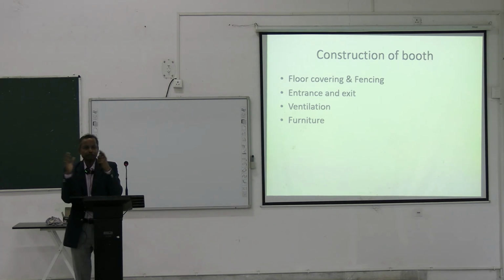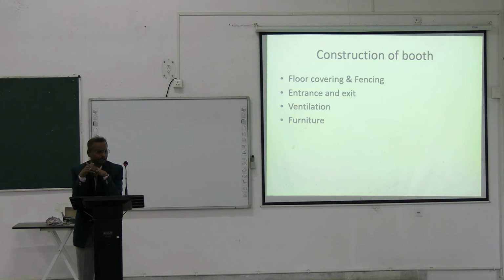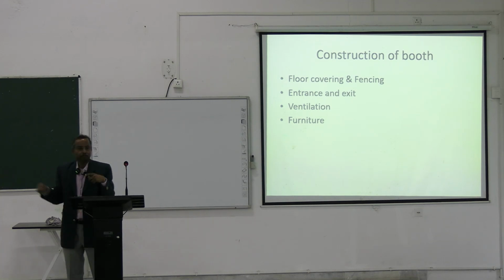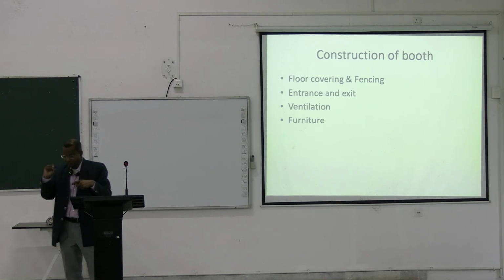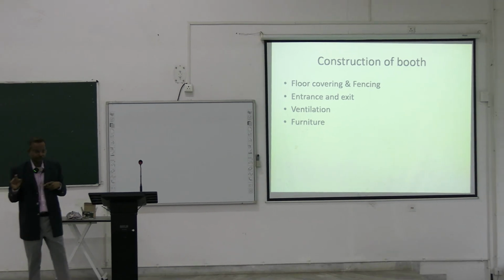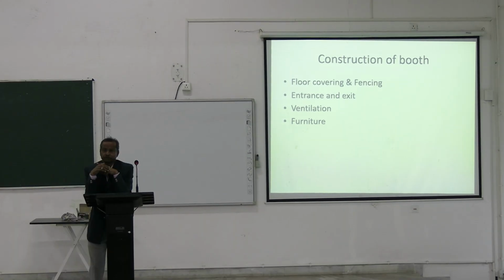Ventilation: so many persons will be there at a time, it may be crowded, so proper ventilation is required. Then furniture: how many racks, how you can display, the number of tables and chairs. Usually one table must be there before the exit door, where the audience can write their comments. Perhaps you have the idea from observing exhibitions.